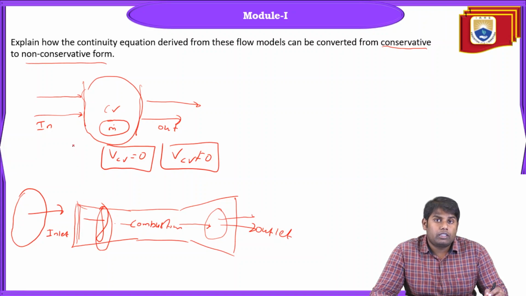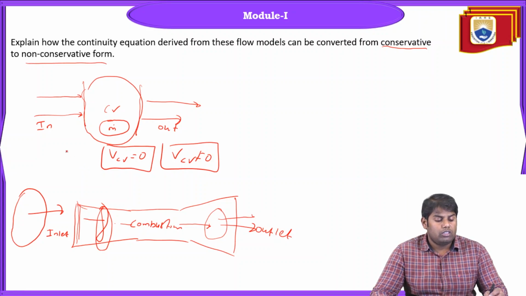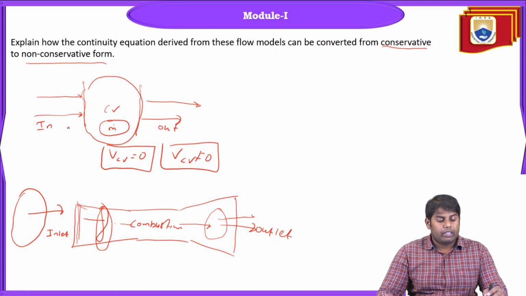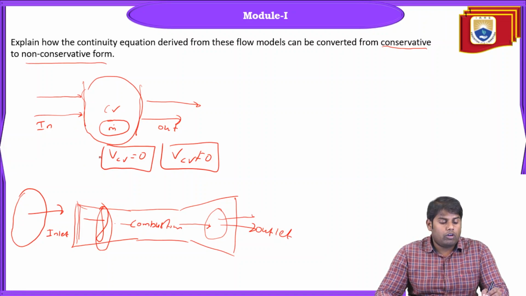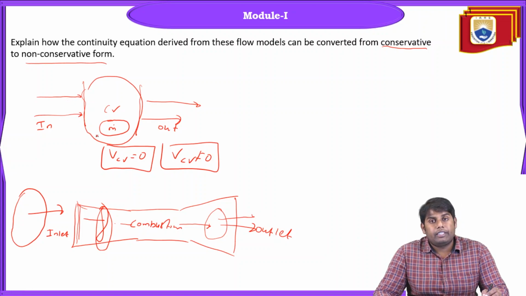You have a closed system where the boundaries are closed, and an isolated system where you don't have even mass or energy in or out. So these are the cases we have. Now coming to our question, where conservative form is concerned: whatever control volume we have, when it is stationary and we derive the governing equations for it, we say the equations we derive are in conservative form.